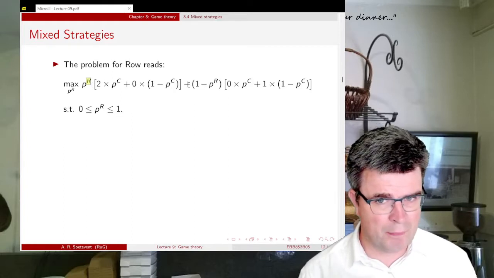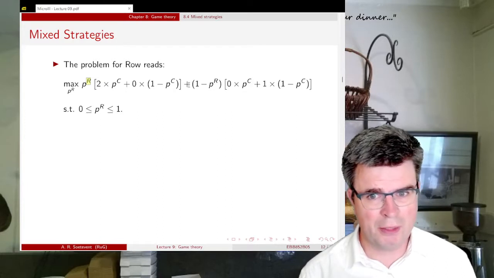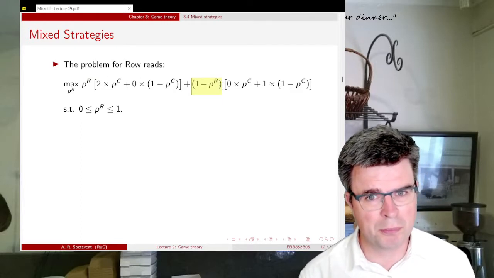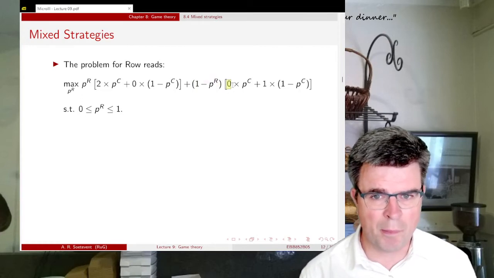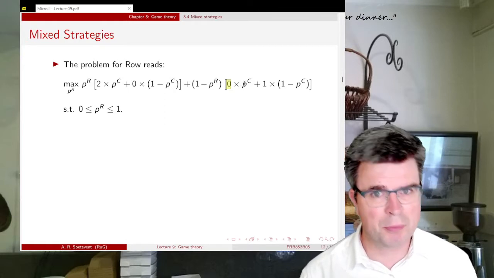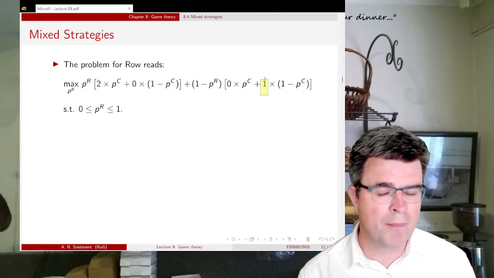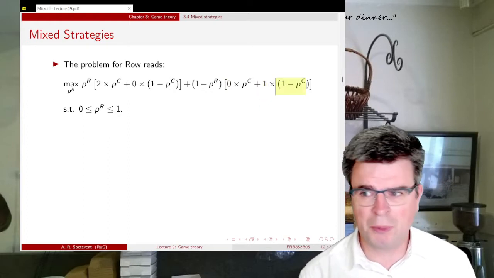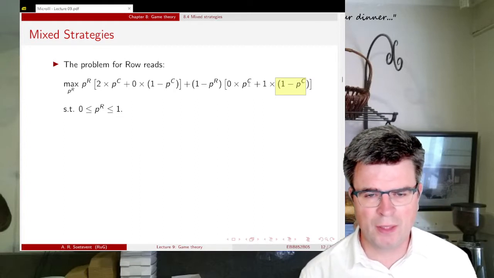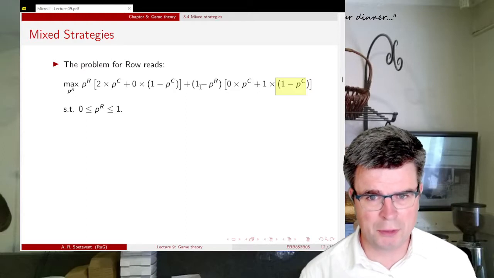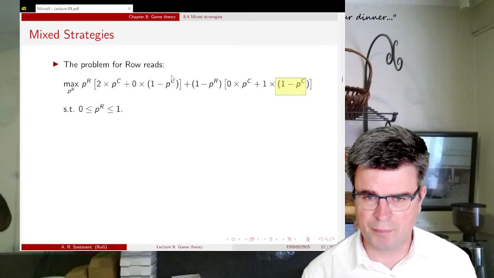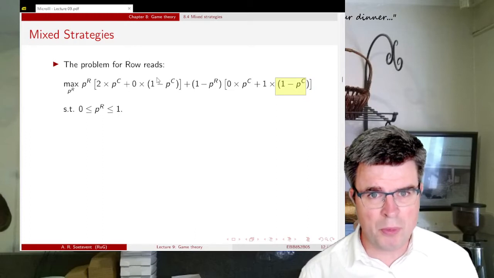Then if he doesn't play Italy, he will play Sweden, and in equilibrium that we look for, he will do so with probability 1 minus PR, in which case he will receive a payoff of 0 if the column player decides to play Italy, which happens with probability PC, and a payoff of 1 if the column player decides to play Sweden as well, which happens with probability 1 minus PC. Fortunately, we can simplify this expression because we have zeros. And if you multiply something with 0, nothing is left. So that is what we will do in the next step.